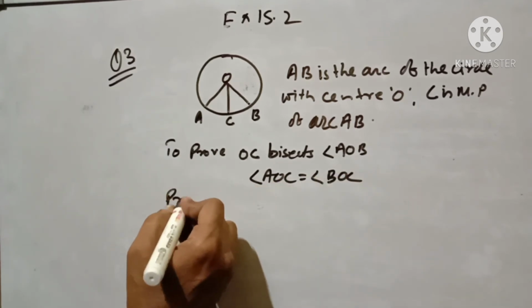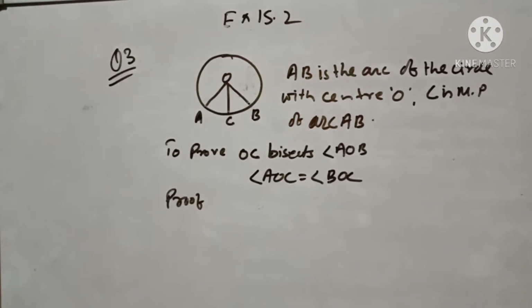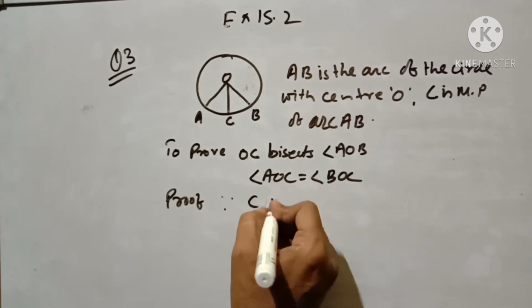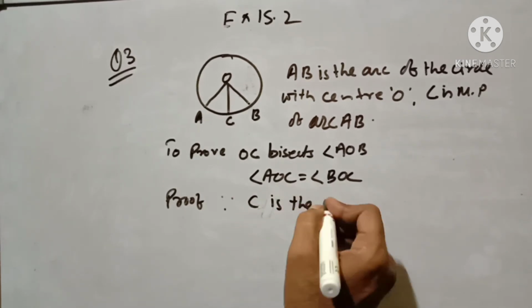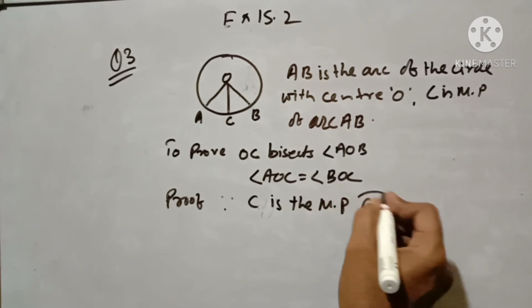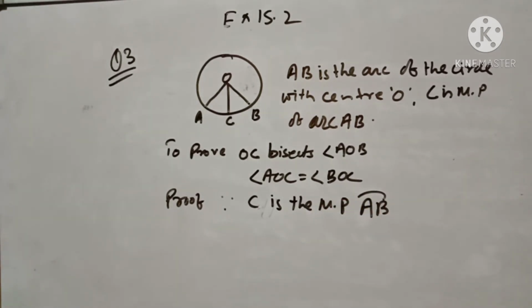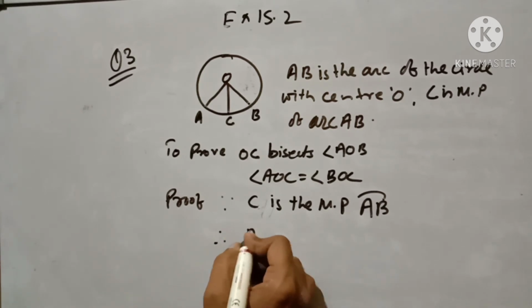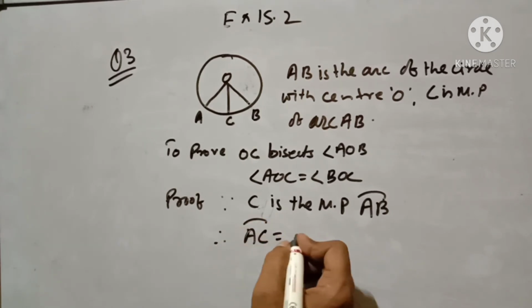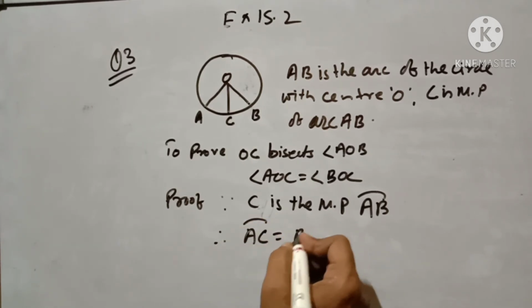Proof. Write down: since C is the midpoint of arc AB, therefore arc AC equal to arc BC.